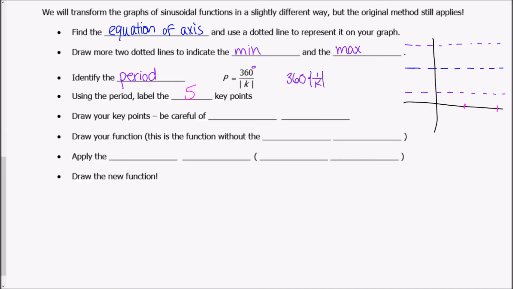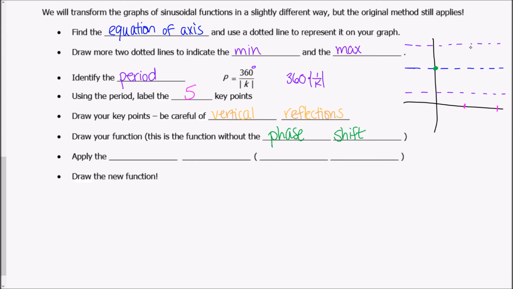So once we draw our key points, we have to be careful of any vertical reflections because then we're going to have flips that we need to be careful of, and that happens when A is negative, okay? And then you're going to draw your function, and this is the function without the phase shift. It's really important you understand that the phase shift has not happened yet, okay? So let's say, for example, we have a sinusoidal function. So that means it's going to start on the axis, okay?